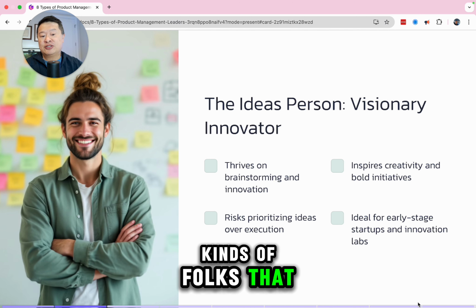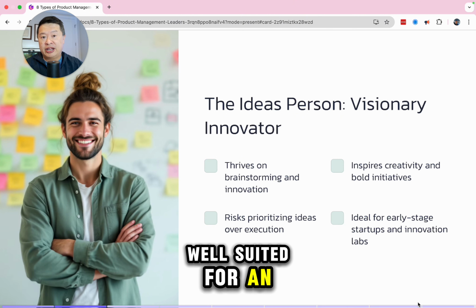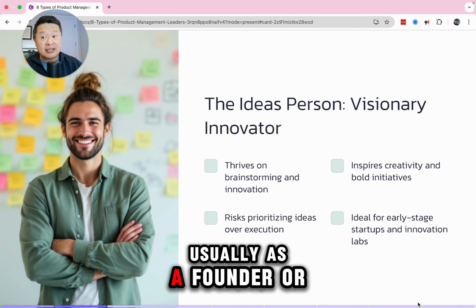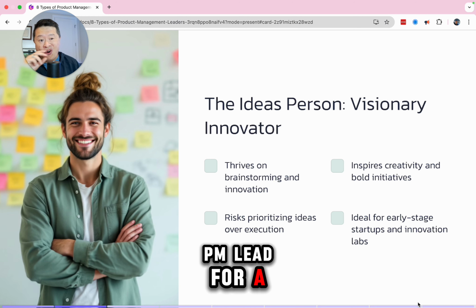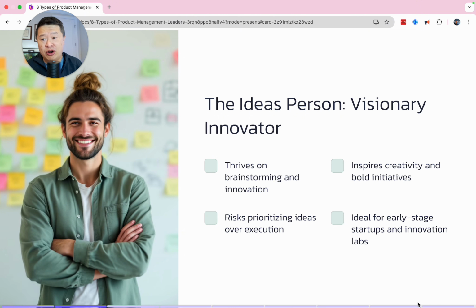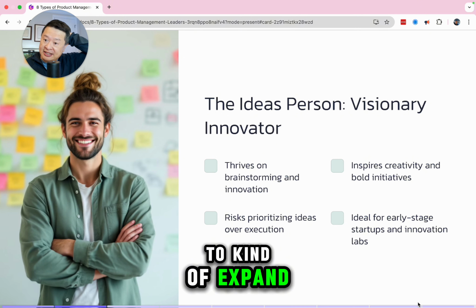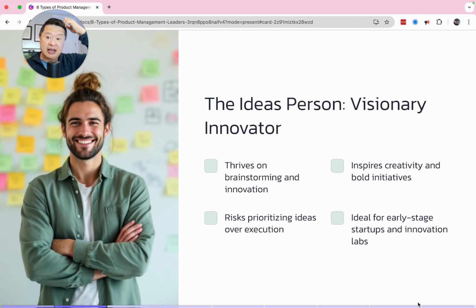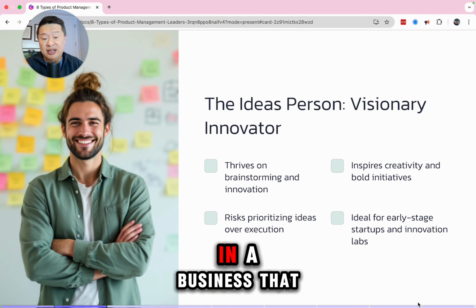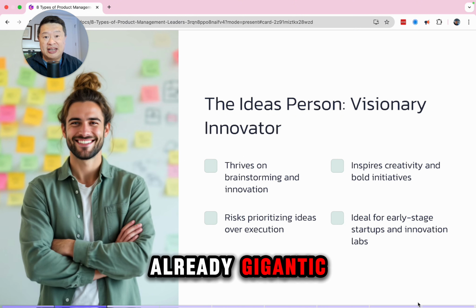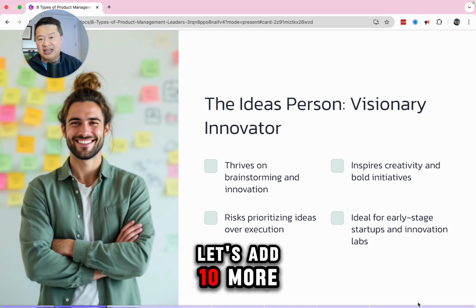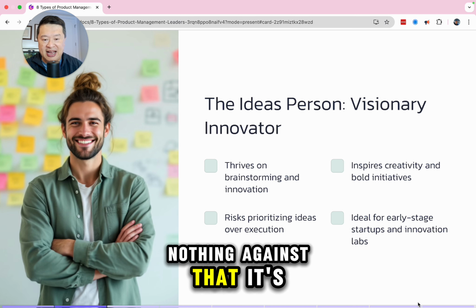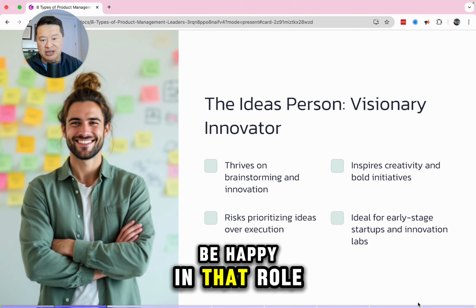And these are the kinds of folks that are really well suited for an early stage startup, usually as a founder, or an innovation group within an established company, or maybe as a PM lead for a V1 product that still has a lot of headroom to expand and improve. They would be very unhappy in a business that's already gigantic and it's an optimization or it's a, hey, let's add 10 more countries kind of role. Nothing against that. It's just that these people would not be happy in that role.